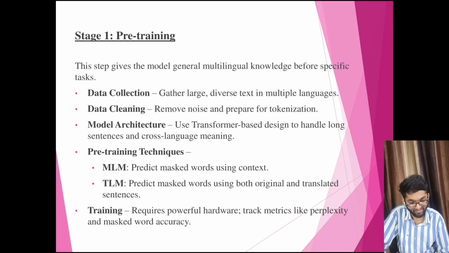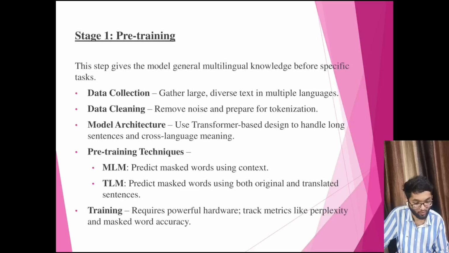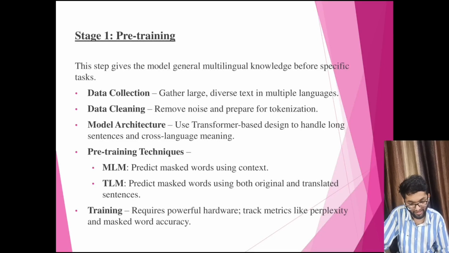Fourth is model architecture. The model architecture used in pre-training is typically transformer-based. Transformers are highly effective for processing sequences of text and have become the standard architecture for large-scale language models. The transformer has two main components: the encoder and the decoder. The encoder captures the input sequence and the decoder generates the output sequence. And the last one is pre-training techniques.